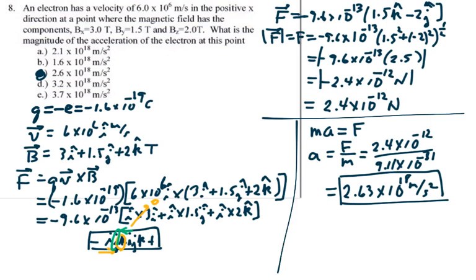So that is the acceleration of the electron, 2.63 times 10 to the 18 meters per second squared. I was just kidding about you memorizing the mass of an electron. If I asked you this question on a test, I would give you the mass of an electron.